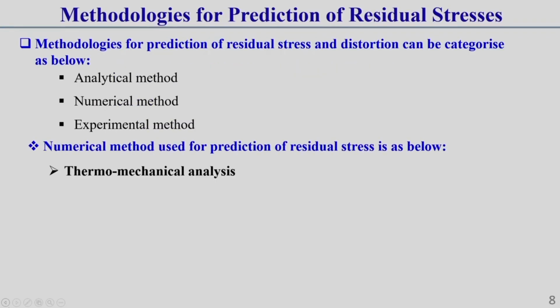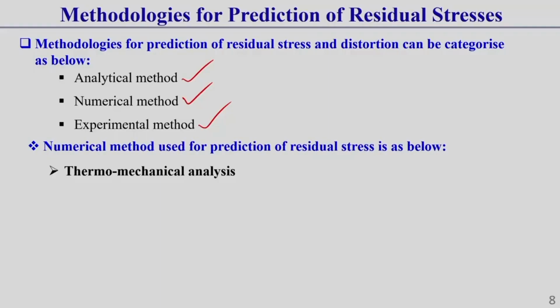Now, these are the methodologies which I will follow for prediction of residual stress. This I will discuss in the next lecture. I am just introducing the different types of methodology generally used to predict the residual stress. To measure the residual stress, we can use different techniques. We can calculate the residual stress by an analytical method, by a numerical method, and there is also direct calculation using an experimental method.